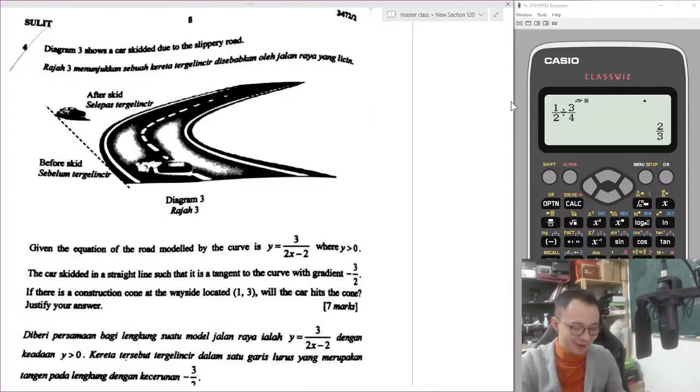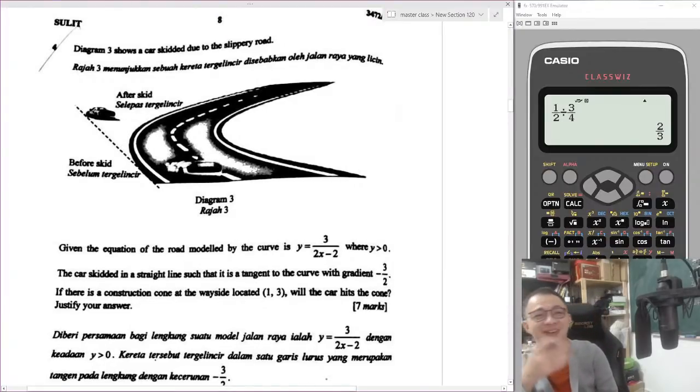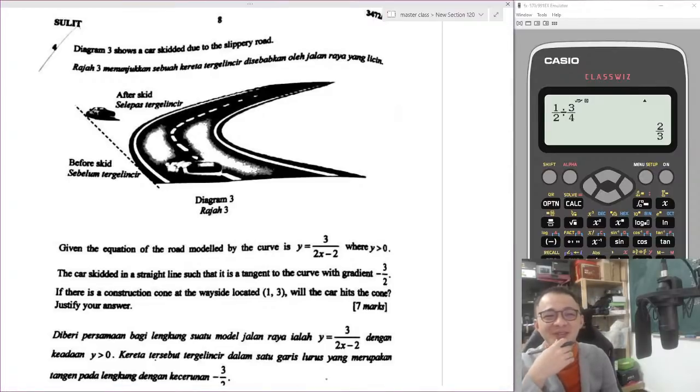Alright, so let's move on to number 4 here. Is there any question you want to ask me? Normally I look at the live chat after I solve the questions.